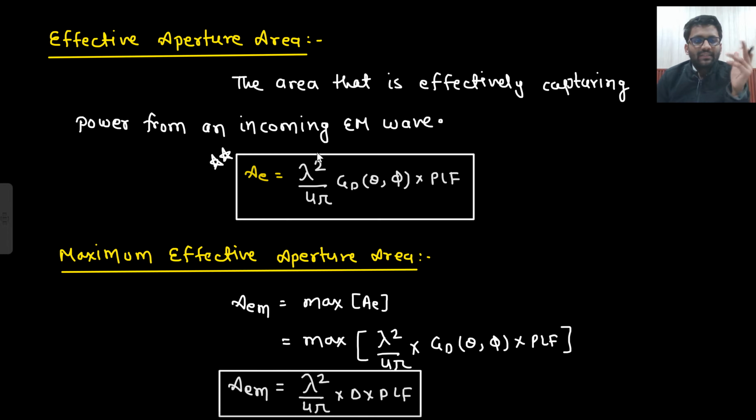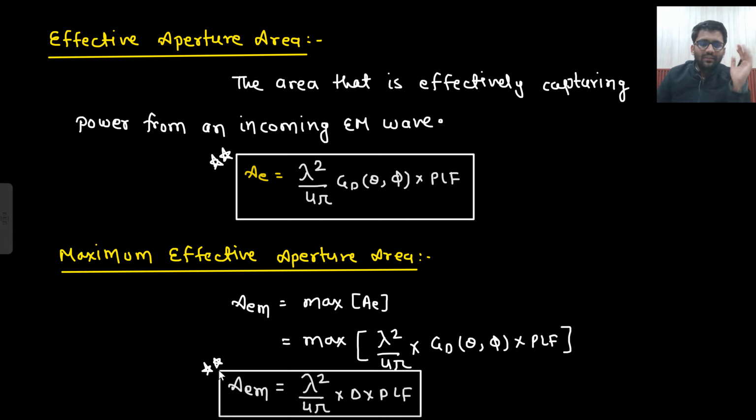The formula for that is lambda square by 4 pi into directive gain into polarization loss factor. You need to keep in mind there is no shortcut for that. Now, maximum effective aperture area. What is this? It is the maximum of effective aperture area. What is the maximum of effective aperture area? That would be lambda square by 4 pi into directivity into polarization loss factor. Okay, so you see this formula.